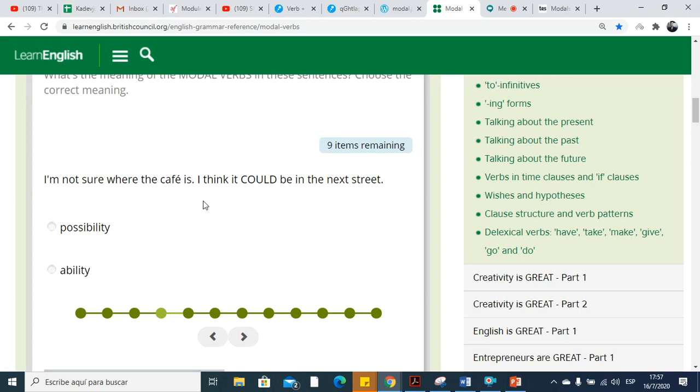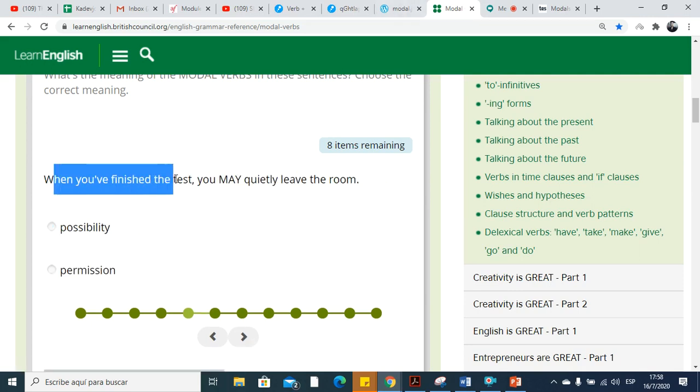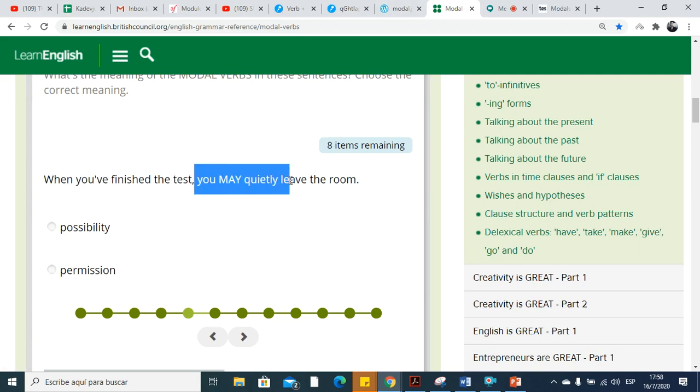We have another one. I'm not sure where the cafe is. I think it could be in the next street. Pressy, is this a possibility or an ability? It's a possibility. Yes, very good. It is a possibility because it's saying that it could be in the next street. So it's not an ability, because the cafe does not have any abilities.